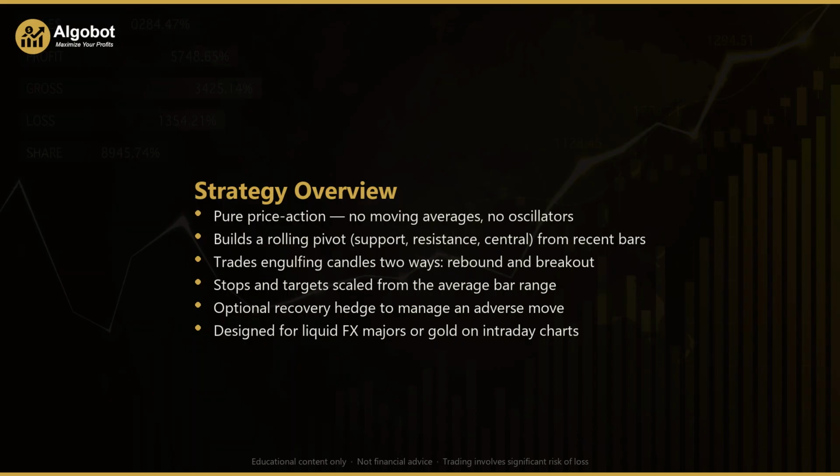In terms of its natural habitat, this approach is designed with liquid markets in mind. Think major foreign exchange pairs, or a metal like gold, typically on the 5-minute to 15-minute charts, where short-term rejections at these rolling pivots happen frequently. Who is this style suited for? It's aimed at traders who are curious about systematic, rule-based price action, and who want to understand how support, resistance, and candle patterns can be combined into a fully automated system.